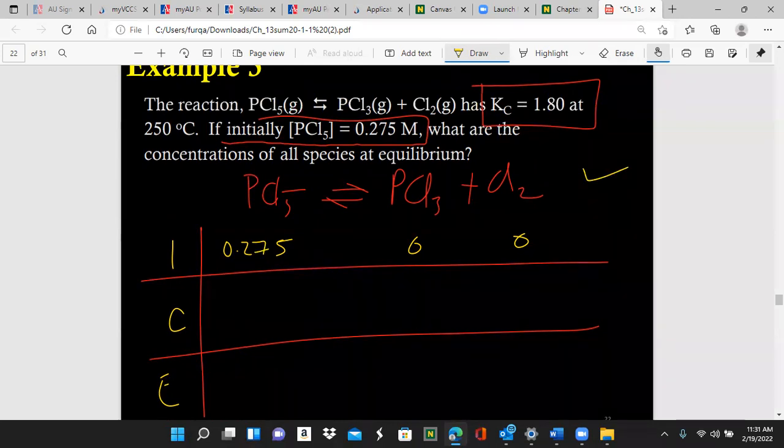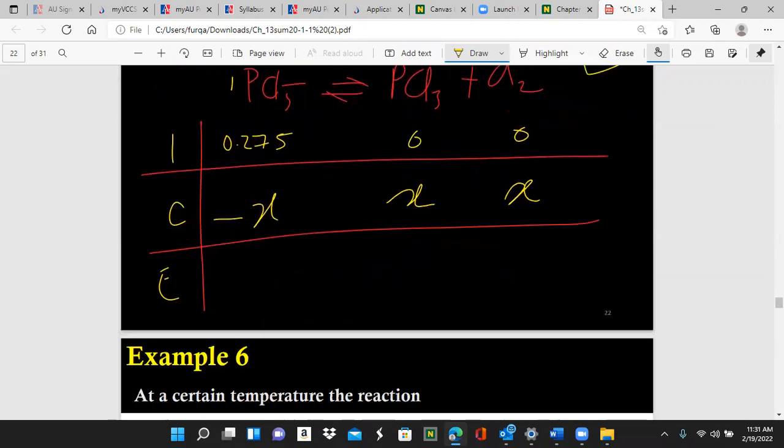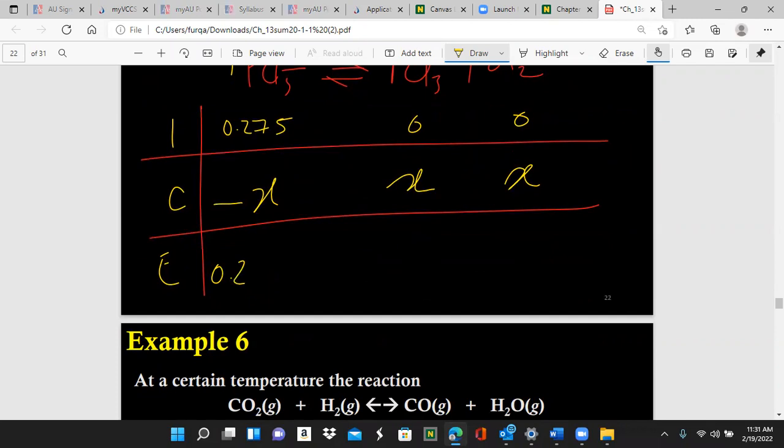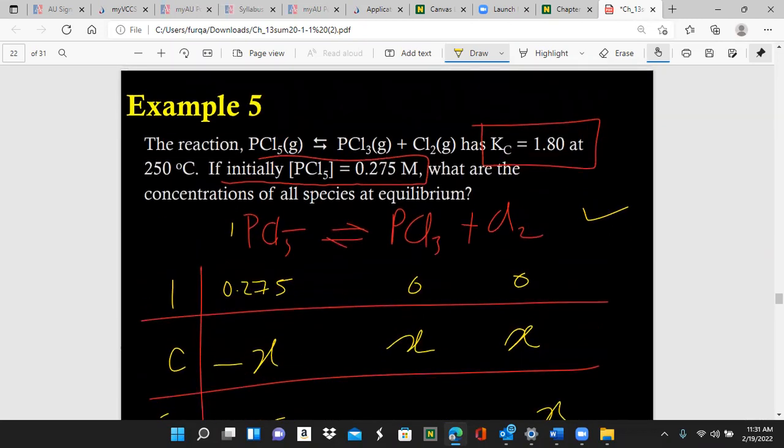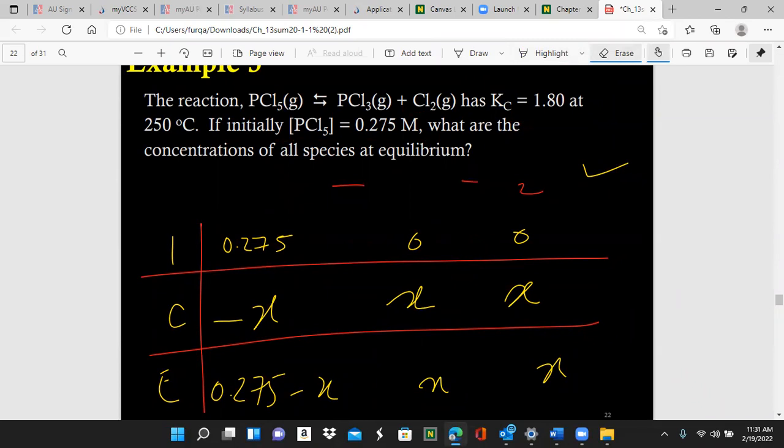In that way, I have to assume that the change is minus x here, because it's just one stoichiometric ratio. So if this is minus x, this is going to be x, and this is going to be x. And then that's going to be 0.275 minus x, and this remains as x and x. So then we can write down the rate expression. Anyways, we do not need that right now. It's a 1 to 1 mole ratio anyways.